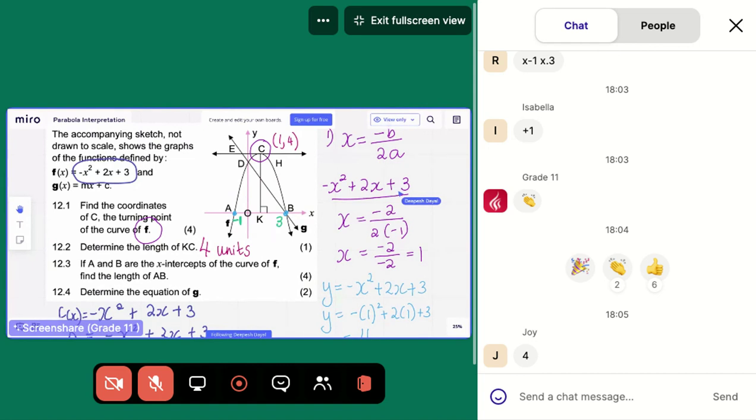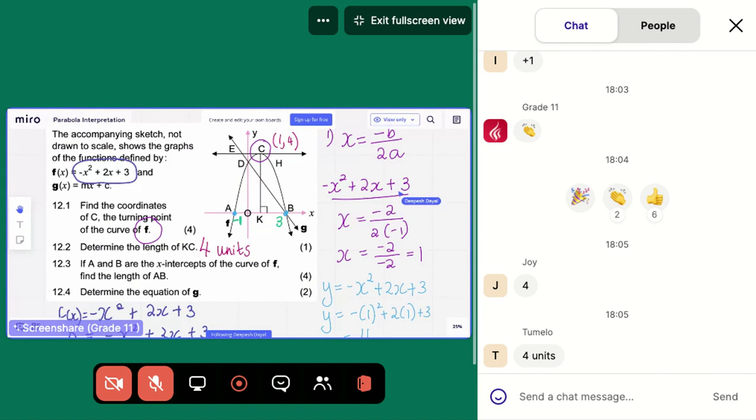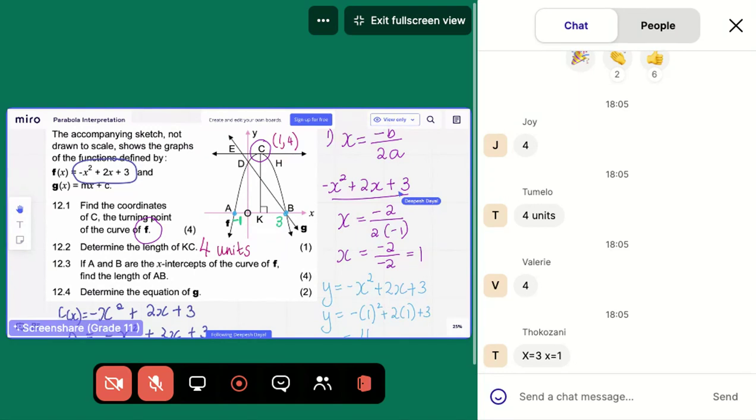Okay, Joy, you say 4. Tumelo, 4. Tokozani, you're giving me the x values. We need to find the length of AB. That means from A to B. Here, we need to find from A to B.